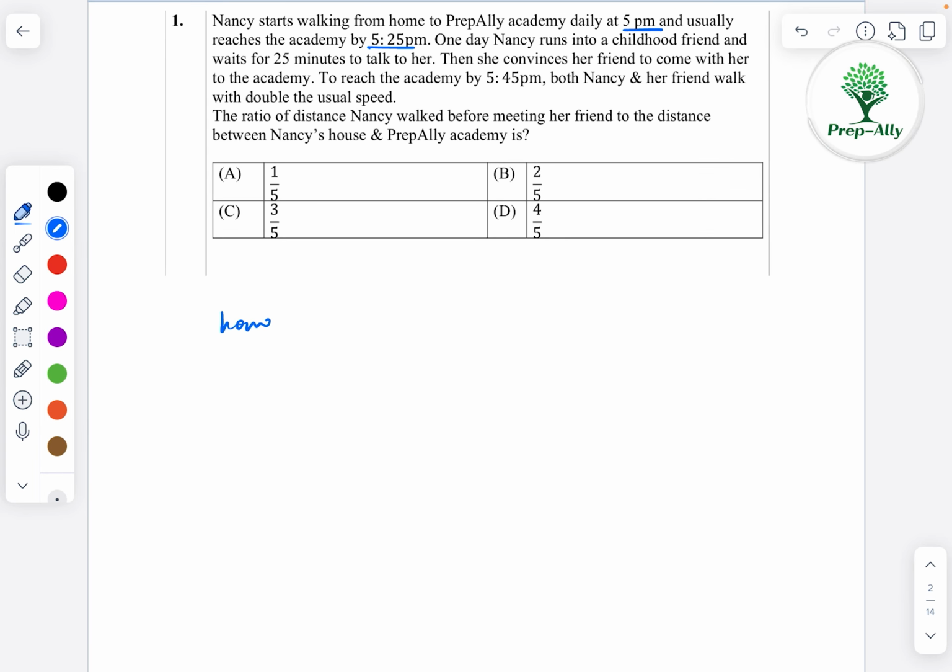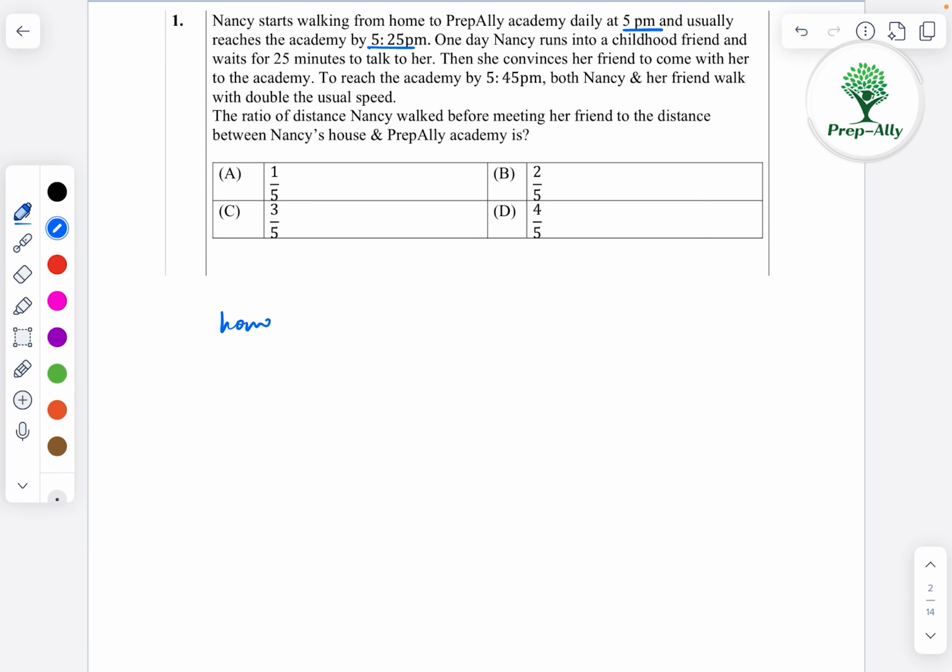Okay, so let us first figure out what is Nancy's usual speed. Let us say it is some v. Now we know that speed is distance by time, so she takes 25 minutes. So that is d by 25. Right. So from here to here, Nancy moves with the speed of v, and from here to here with a speed of 2v. While there is a 25-minute pause to talk. So 25 minutes is also used up here.